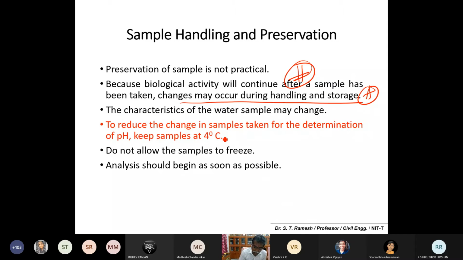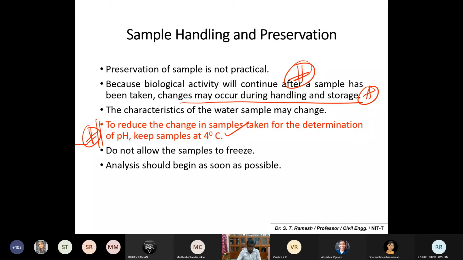And to reduce the change in samples taken for the determination of pH, preserve the samples at 4 degrees Celsius. Please make a note on this. For a larger sample, preservation is not at all practical, but assume it has also been contaminated with some sort of biological activity. What do you do? Immediately after the sampling, you keep it in a freezer, with a temperature of 4 degrees Celsius.